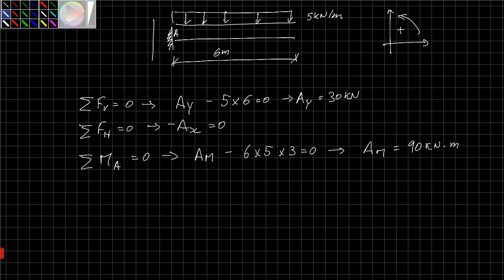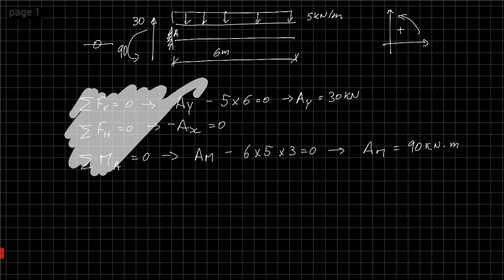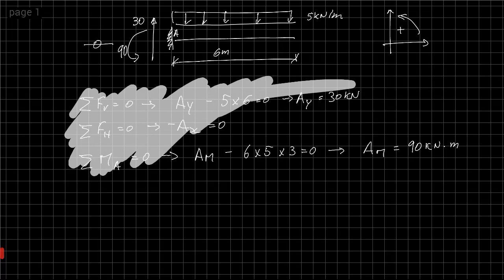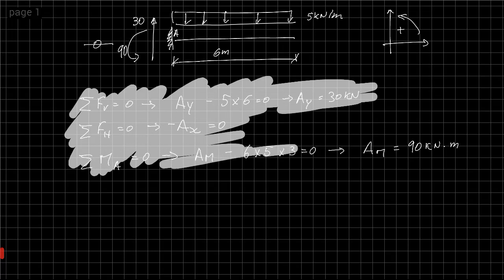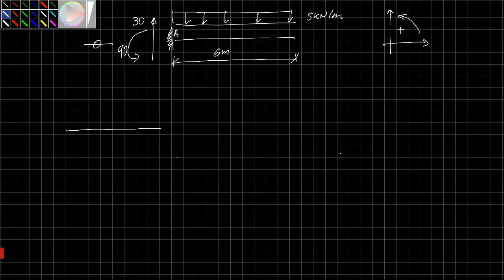So let's clean this up. And this one is 30, this one is 90, this one is 0. And I don't need any of this again, so let's delete all this. So now let's calculate the diagrams.